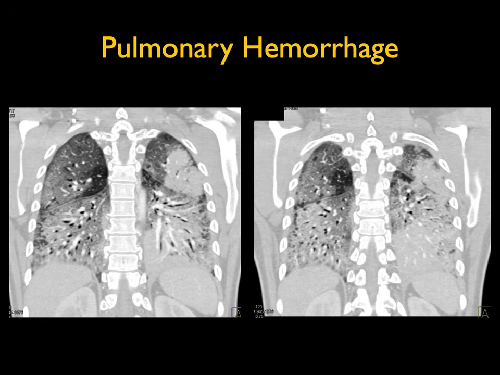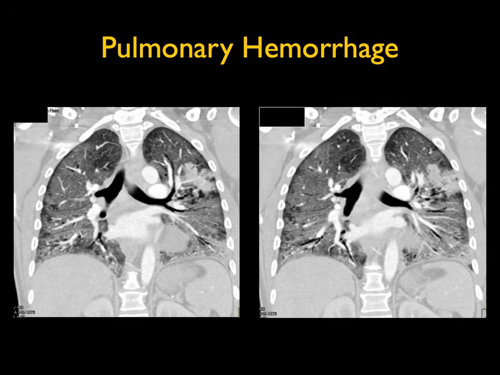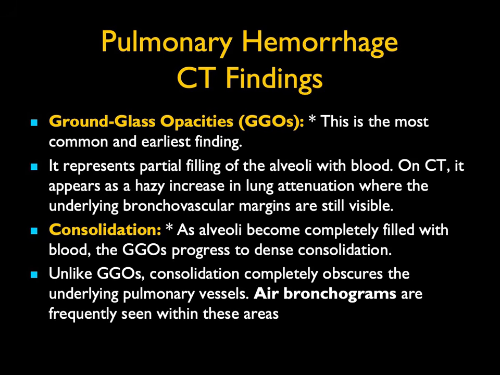There are no pleural effusions. You got to be thinking about pulmonary hemorrhage. Now, I have to admit we don't always think about pulmonary hemorrhage. Classic findings: ground glass opacities. It represents filling of the alveoli with blood. We can see consolidation. The GGOs can progress to dense consolidation, which was happening in parts.